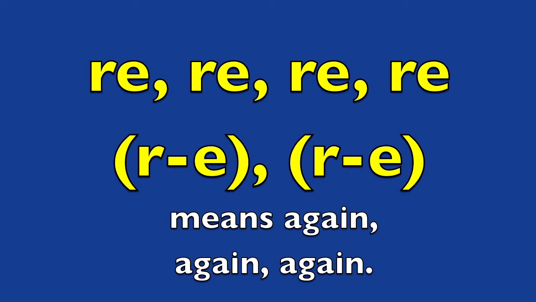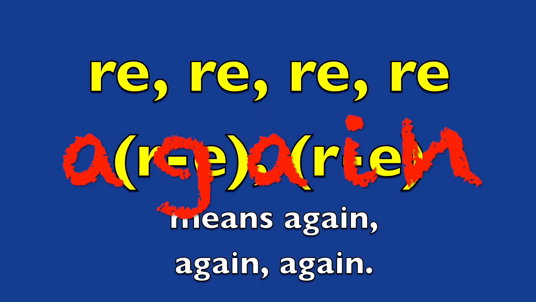The first prefix is re. Let's say it 4 times. Re, re, re, re. And how do you spell re? R-E. Again, R-E. And what does the prefix re mean? Again. One more time. Again. Good job.